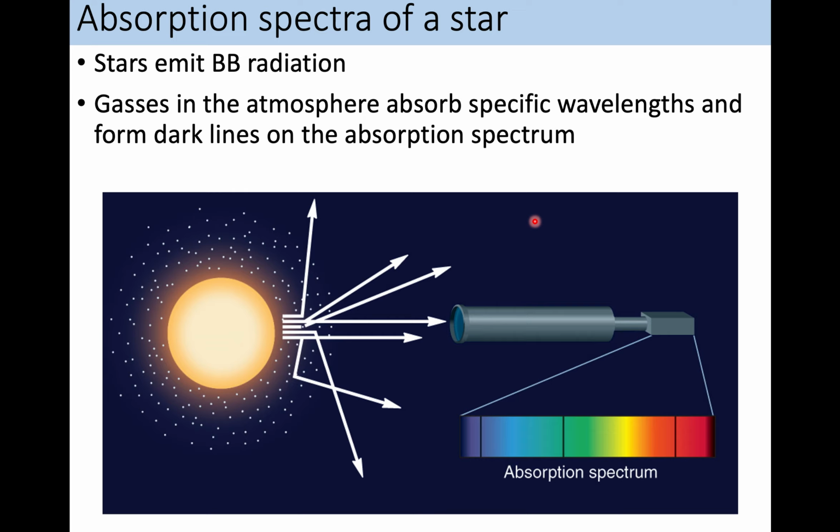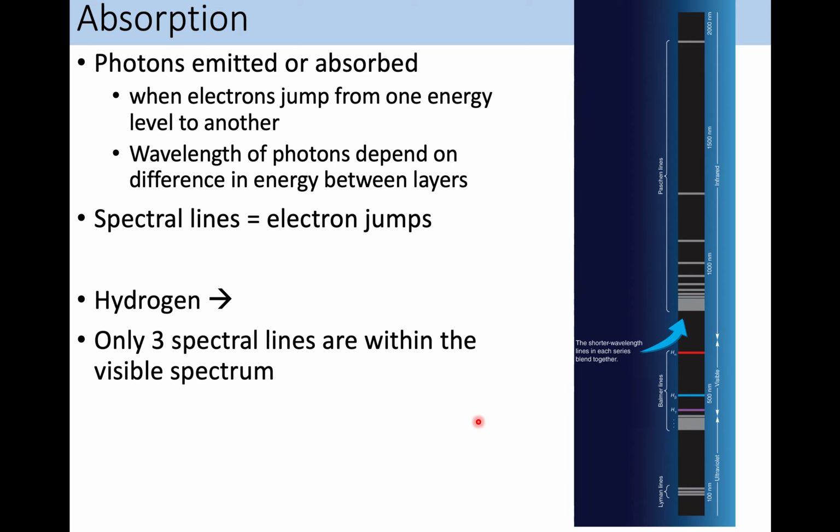So when we think of a star, we know that a star is going to emit blackbody radiation. And the gases in the atmosphere of that star are going to absorb a specific set of wavelengths. Those wavelengths will then form the dark lines on the absorption spectrum of the star. So when we look at this star, we measure its absorption spectrum, we're seeing all of the light other than what is absorbed by its atmosphere. So this is an example here of the absorption spectrum of hydrogen.